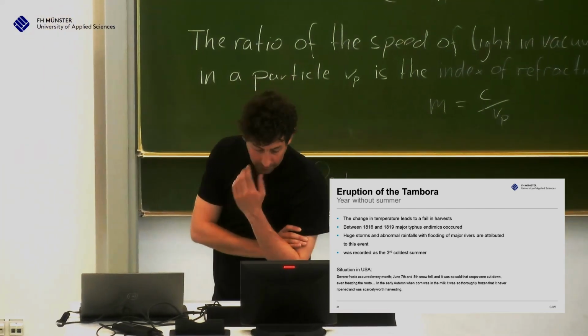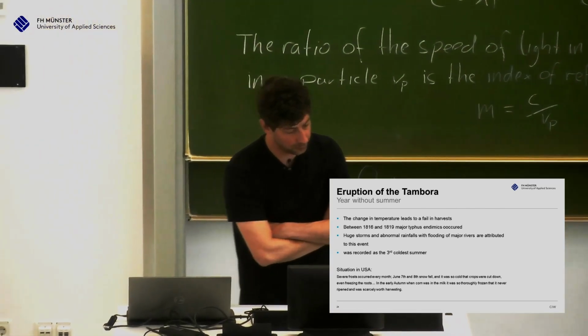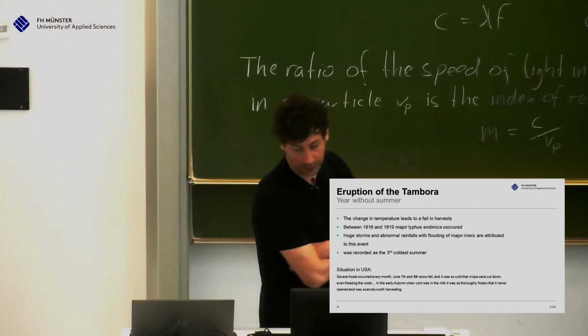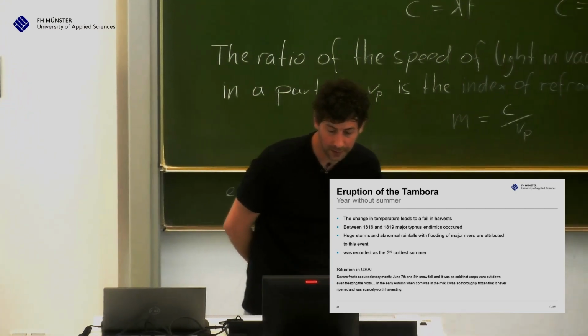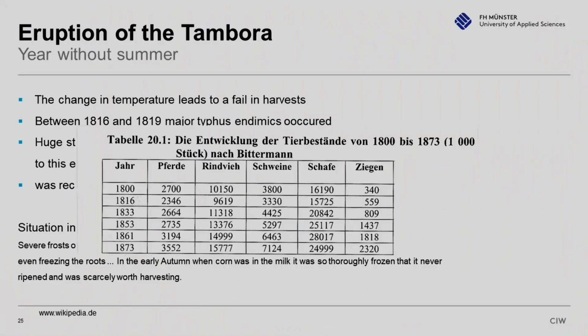And yeah, of course, thoroughly frozen that it never ripened and was scarcely worth harvesting. There's also a nice statistic, and this is when you look at the number of animals. It's in German, but basically what you see is the number of animals, and you see that this number really decreased. So horses, pigs, and so on. These are the numbers before the eruption, and then you see how all of them really died.